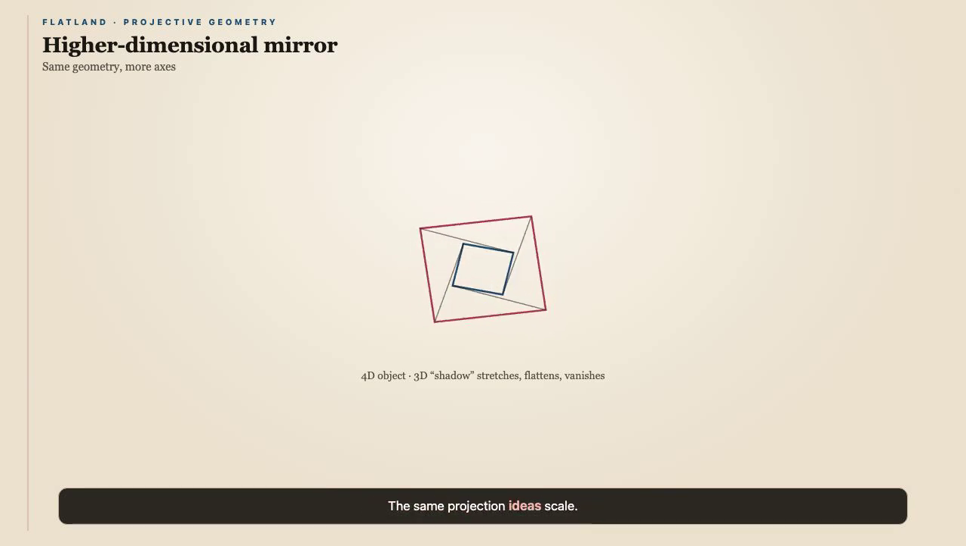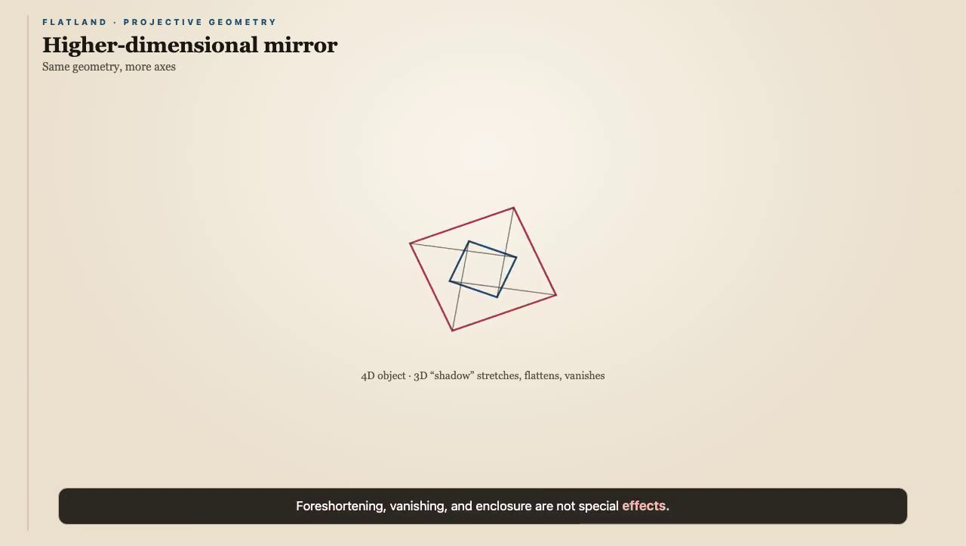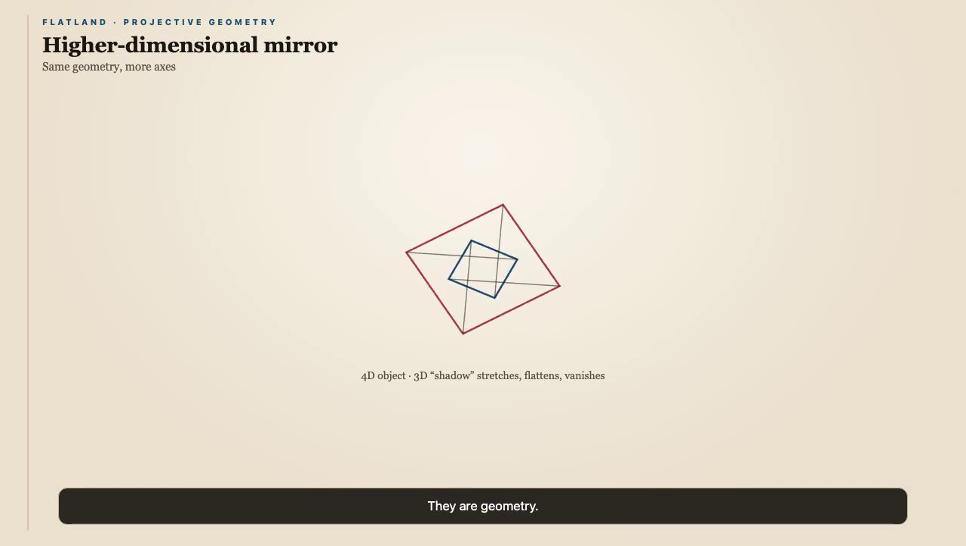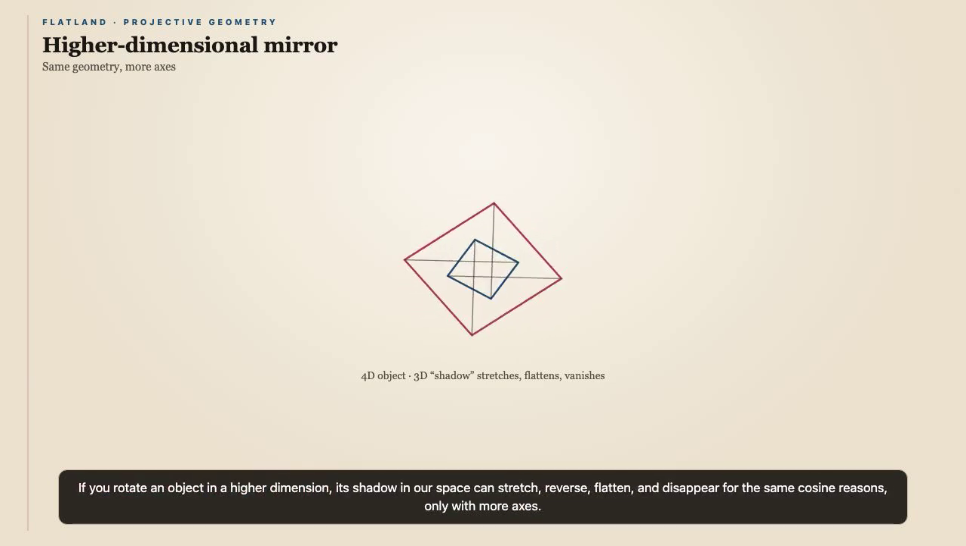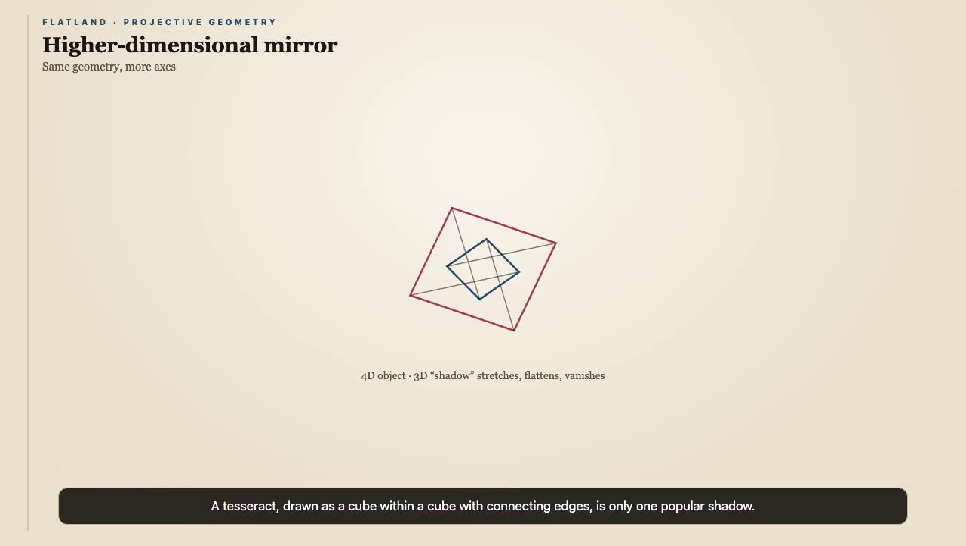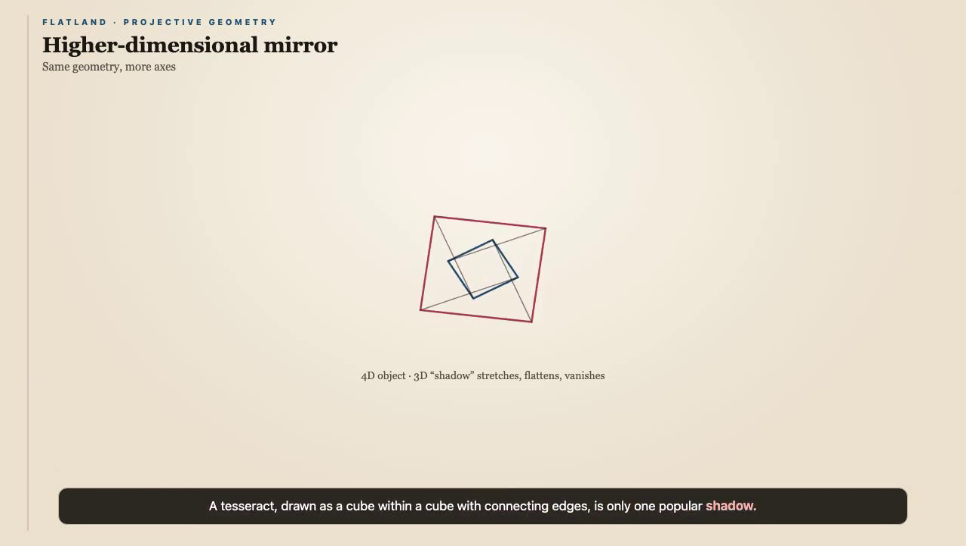The same projection ideas scale. Foreshortening, vanishing, and enclosure are not special effects. They are geometry. If you rotate an object in a higher dimension, its shadow in our space can stretch, reverse, flatten, and disappear for the same cosine reasons, only with more axes. A tesseract, drawn as a cube within a cube with connecting edges, is only one popular shadow.